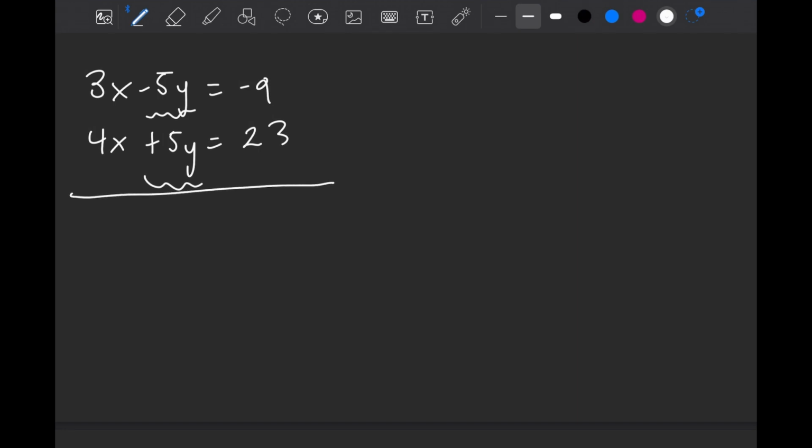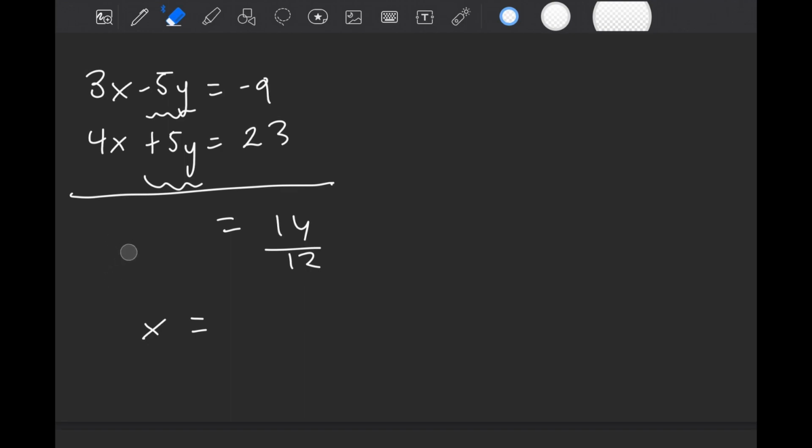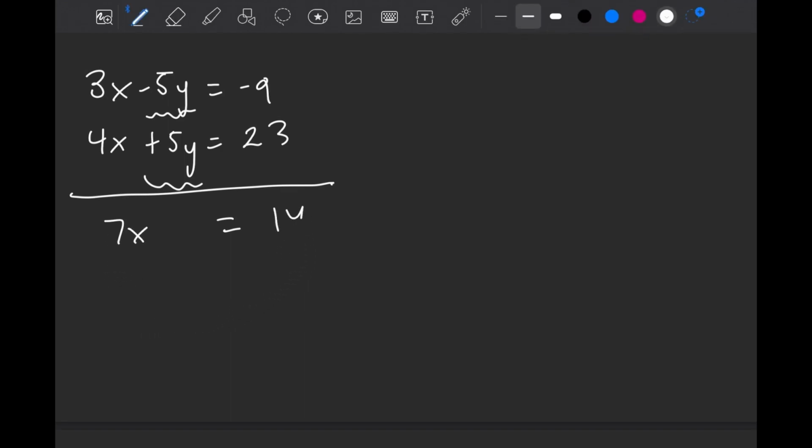So if we just add them, we'll get 12x, and minus 5y plus 5y is 0, and then this will give us 14. Then we can divide by 12 on both sides, or no, this will be 7x, and this is still 14. So divide by 7, and x will be equal to 2.